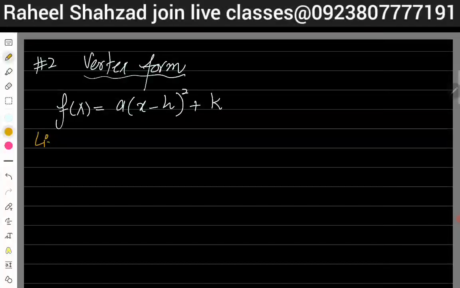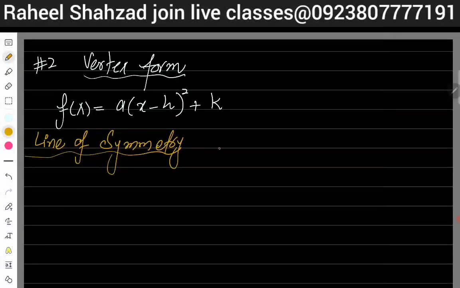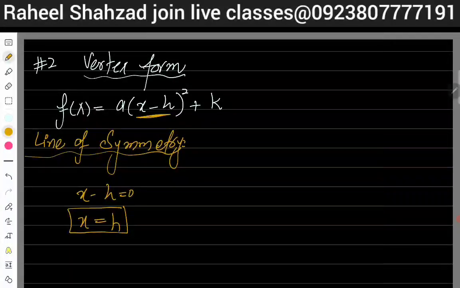So first of all, when we have to find its line of symmetry, you're going to substitute this equal to 0. So x minus h equals 0. So you get it by doing x is equal to h.